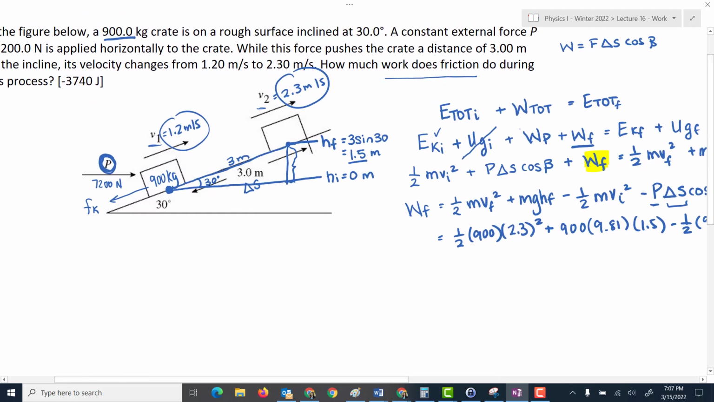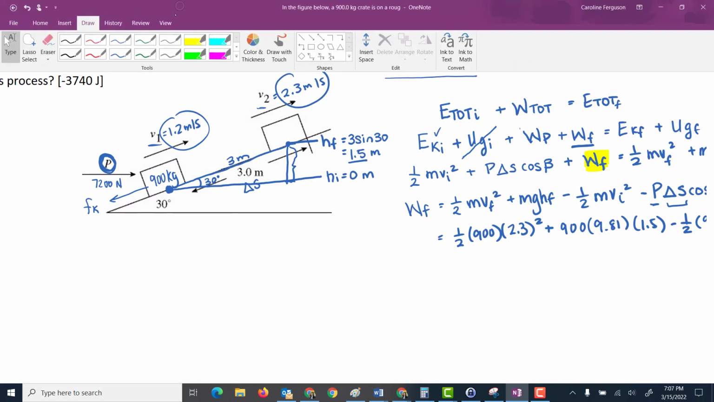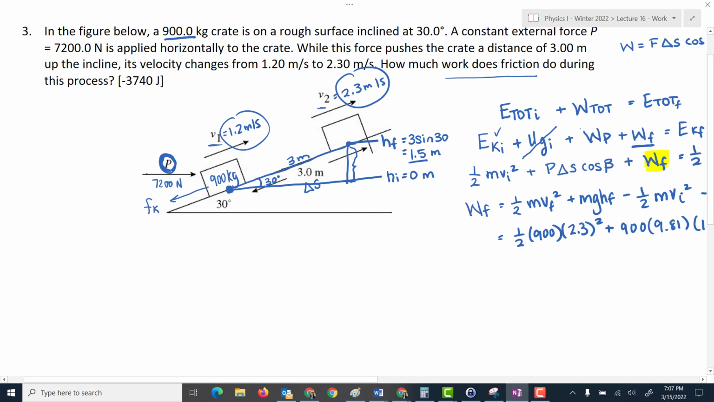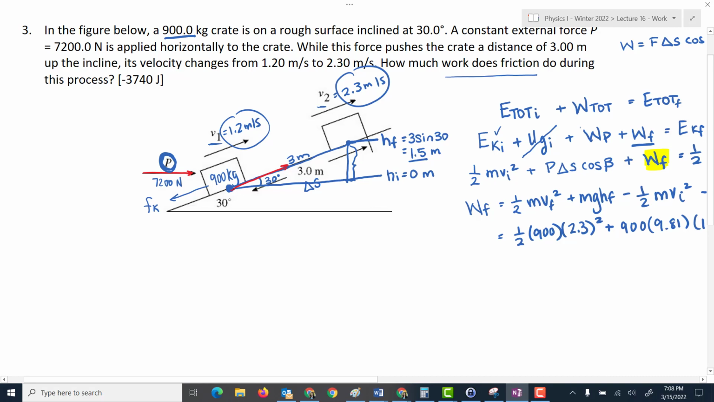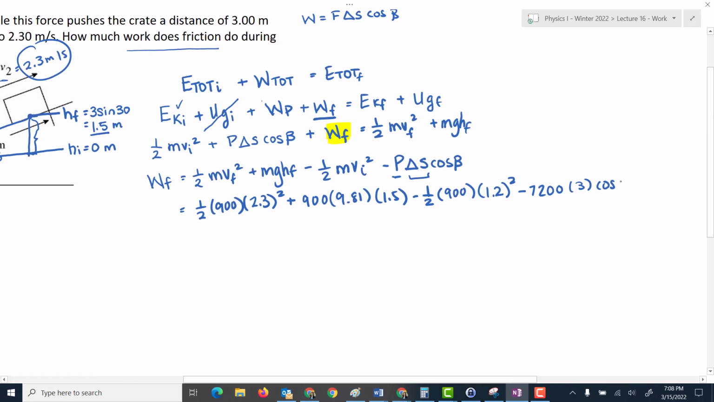So let's look at our picture for that. P is going in this direction and delta S is going in this direction. In order to know the angle between two vectors, we need them to be tail to tail. So I'm going to slide my P vector over here. So this is now my P vector and this is my delta S vector. What's the angle between those two? It would be this angle here, 30 degrees. Okay, so that's my beta for this question. So I'm going to just put in 30 degrees here.